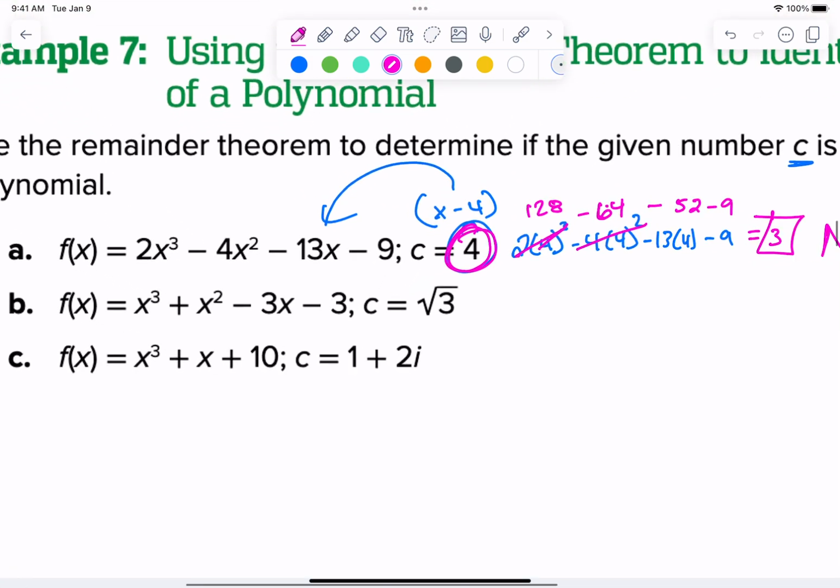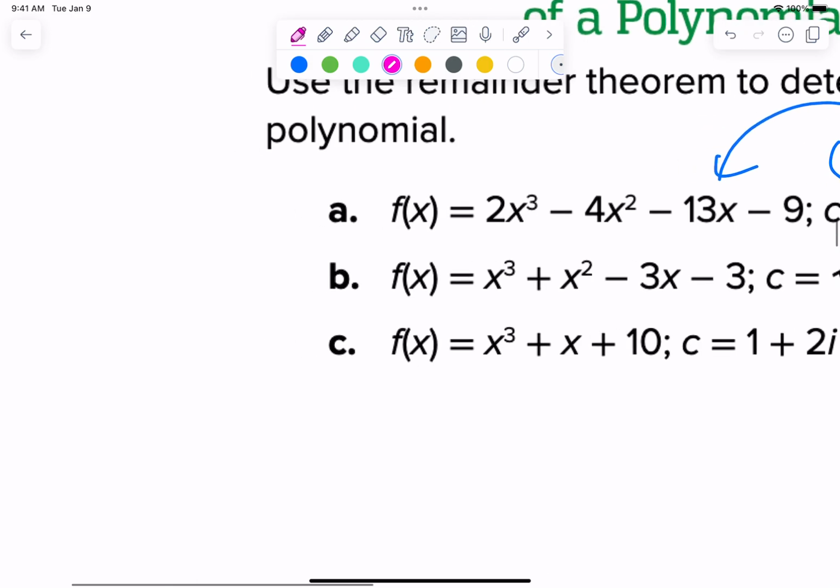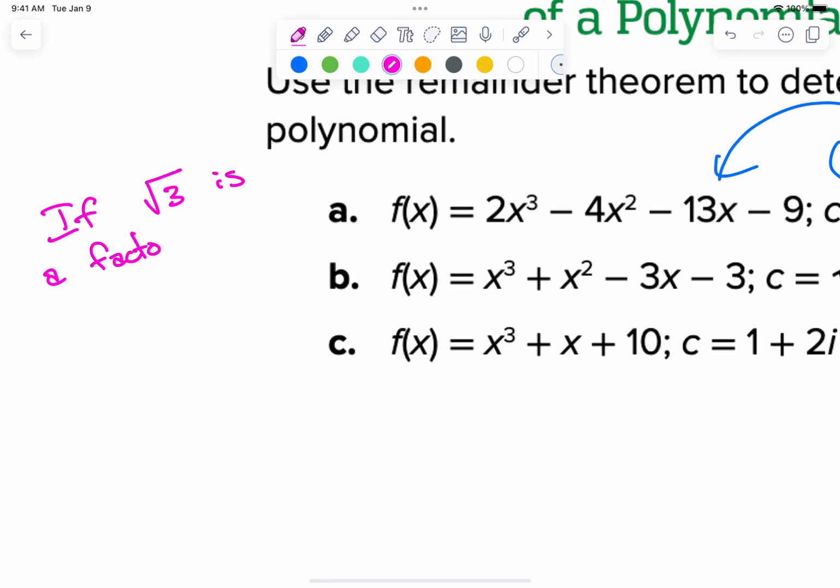The square root of 3. Okay, do you guys want to know how to cheat? You ready? One thing real quick. This is really important. If the square root of 3 is a factor, then the negative square root of 3 is also a factor.